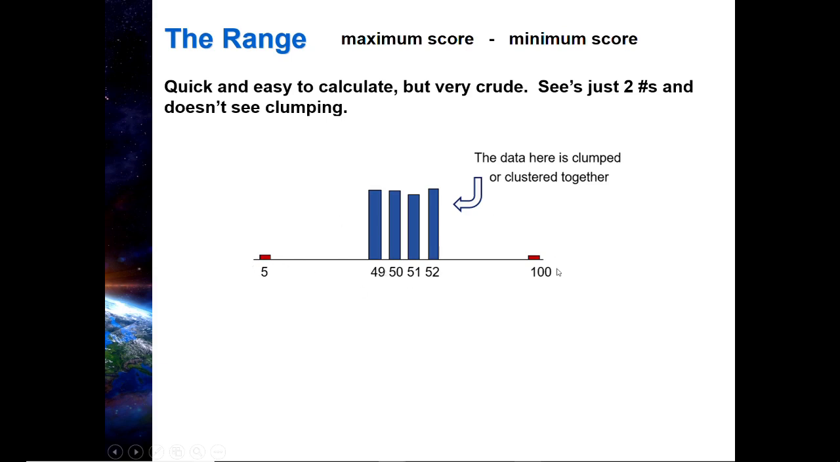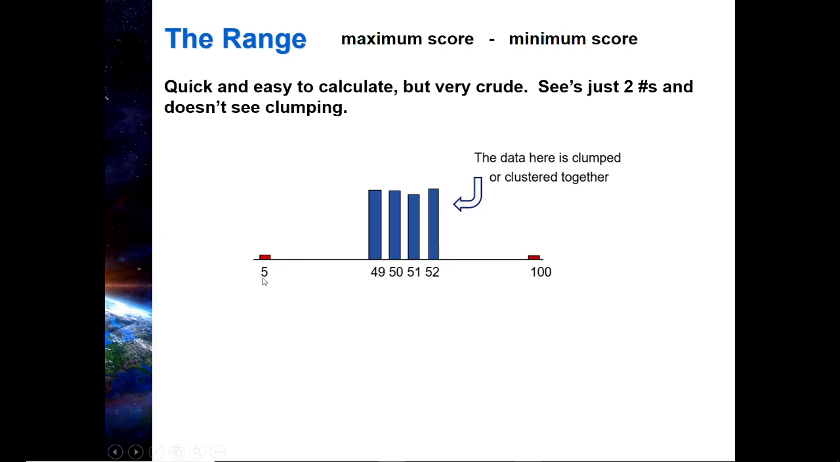We would call these tails. Really, should we say that there's that much variability? I would say no. It's misleading to say that the range is 95. I mean, it's not wrong to say the range is 95 because it is, but in terms of representing variability, it's doing a really poor job. And the reason it's doing such a poor job is because the range does not see this clumping or clustering. It's as if it's not there.